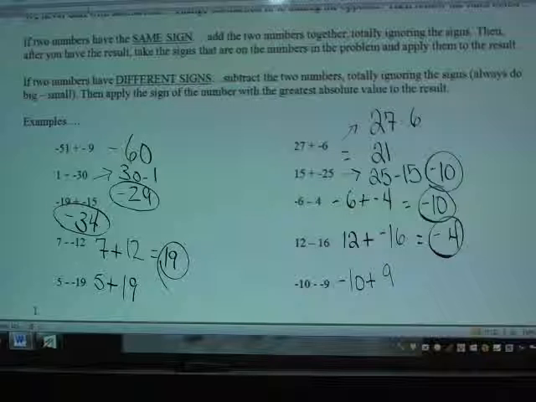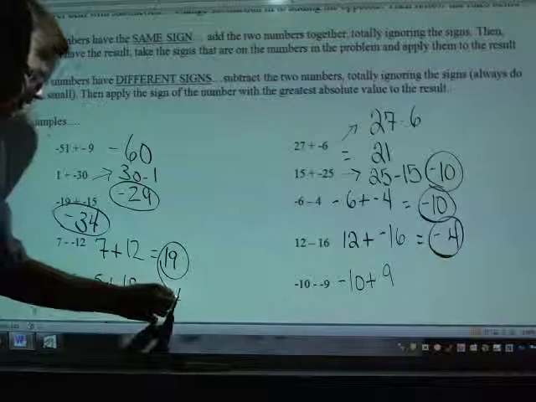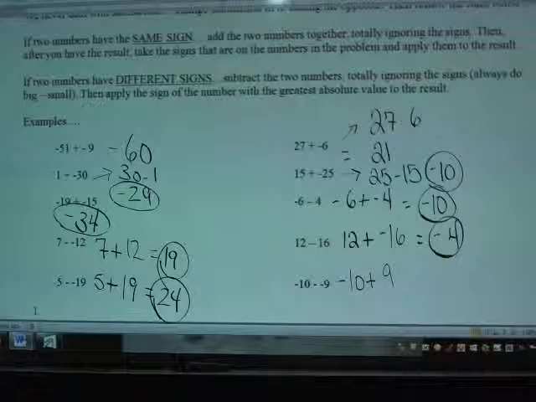5 plus 19 for the next one. Well, again, that's just adding two positive numbers. That's what you've been doing forever. That's just a simple 24.